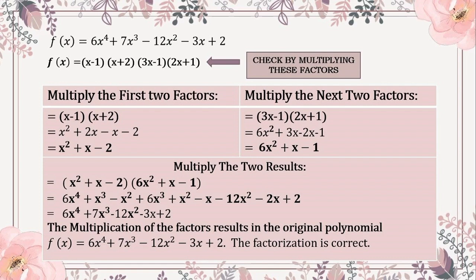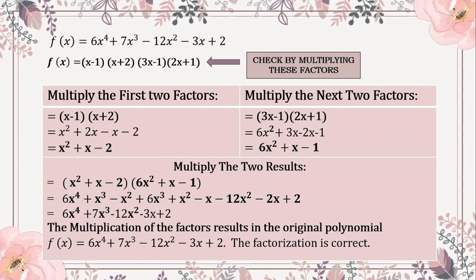So x times x is equal to x squared, and x times 2 is equal to +2x, and -1 times x is equal to -x, and -1 times +2 is equal to -2. And next, we are going to combine the like terms. So from the first two factors, we get x squared plus x minus 2. And then we are going to proceed to the next two factors. We are going to multiply them too.